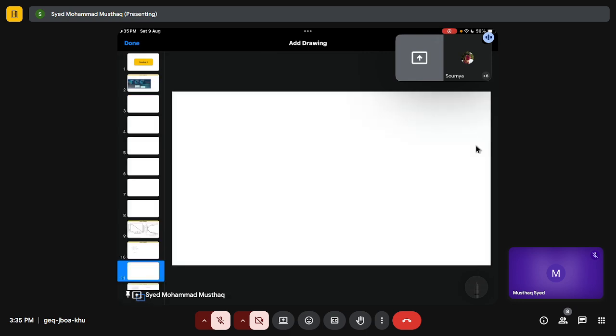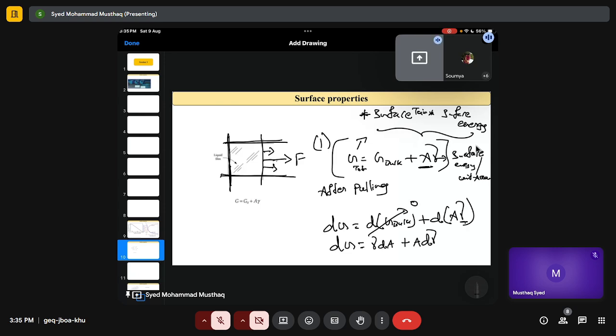Now how will this change in energy change with respect to the change in area? Because I have pulled, the length is changing from L1 to L2, and the breadth will remain constant. Because the length is being changed, my final area will be L2 times B minus L1 times B. That means there is a change in area, right?